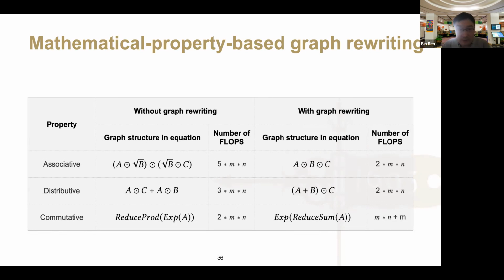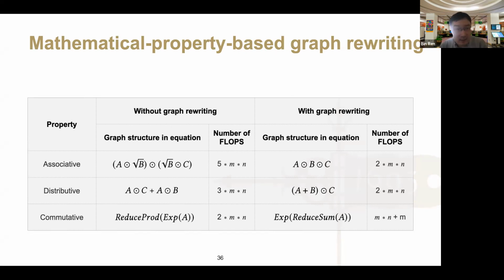And we can see before the rewriting, actually we have more flops. In other words, we have more computations. After the rewriting, we have fewer flops. We have fewer computations. And also the structure, the equation becomes much easier than the first one. So this kind of graph rewriting can facilitate subsequent operator fusion.